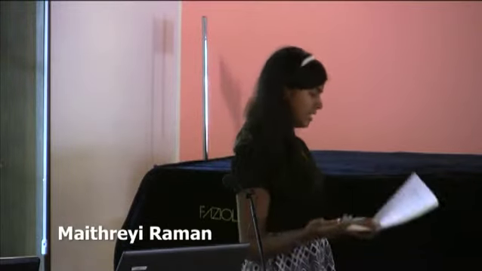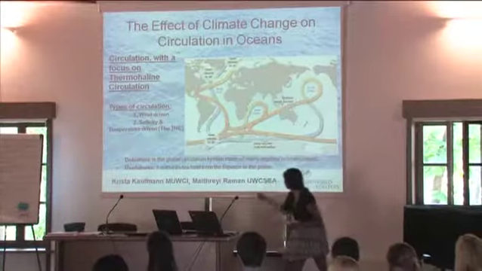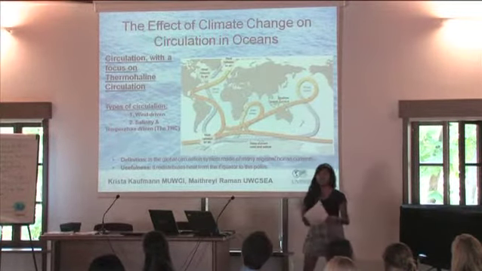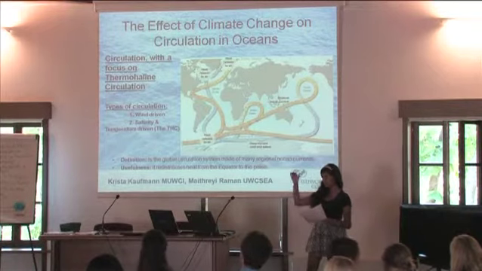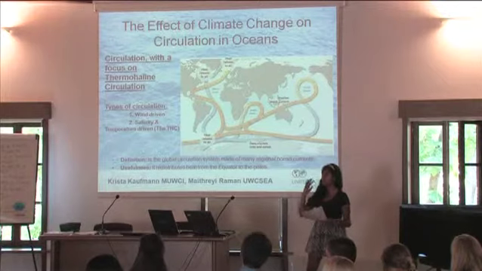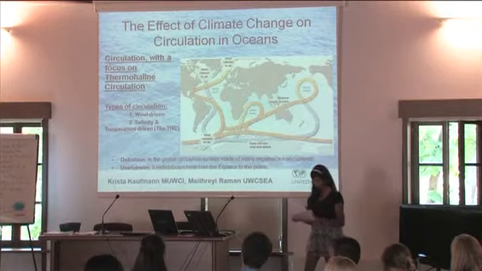So what is the THC? It is a global circulation system made of many regional ocean currents, including the Gulf Stream, which occurs just about here. It's extremely useful as it redistributes heat from the equator towards the poles. And if this didn't happen, the equator would be a lot warmer and the polar regions would be a lot cooler.